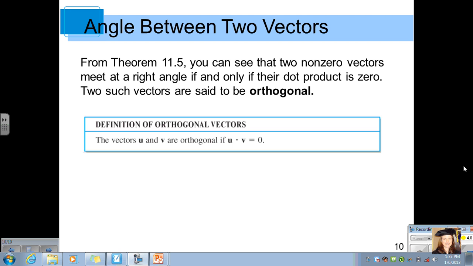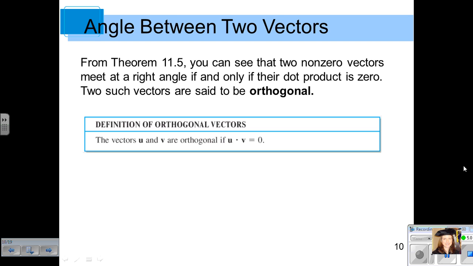Continuing on with section 11.3, looking at the angle between two vectors, we're looking at this theorem that shows that two non-zero vectors meet at right angles if and only if their dot product is 0. So when you're finding the angle between two vectors and you notice that the dot product is equal to 0, you can say that those vectors are orthogonal and the angle between the two vectors is 90 degrees.